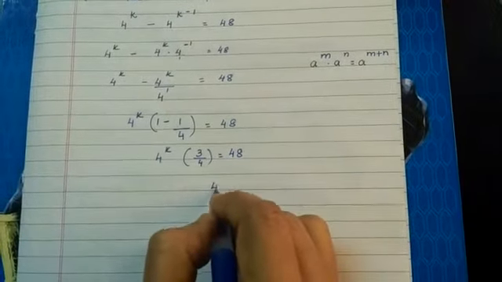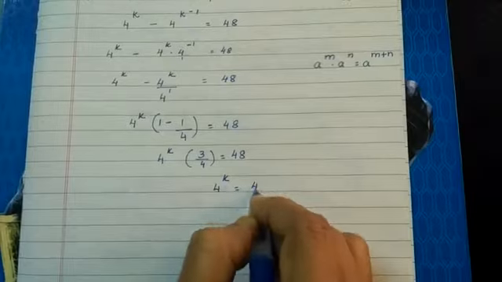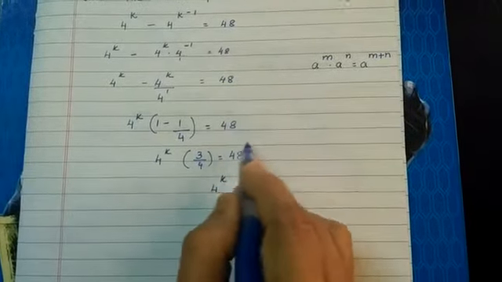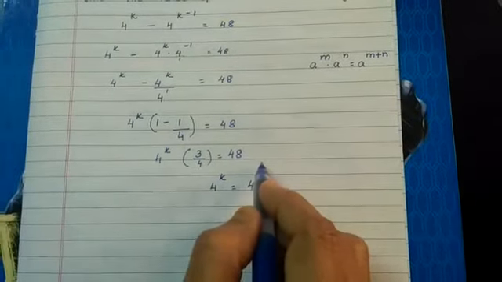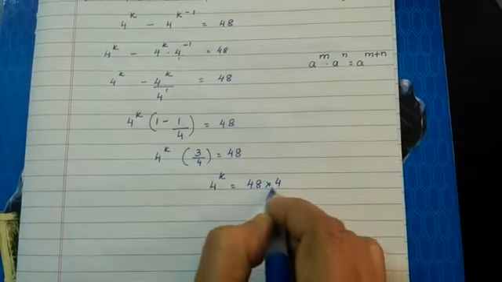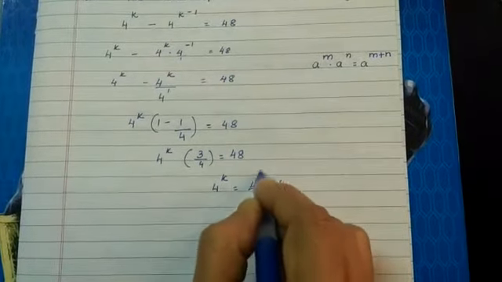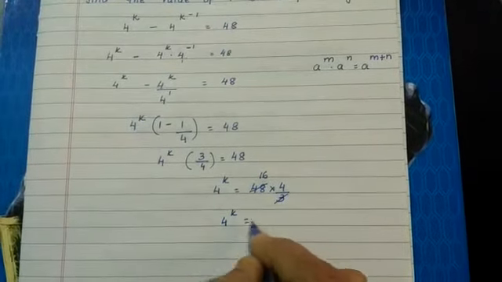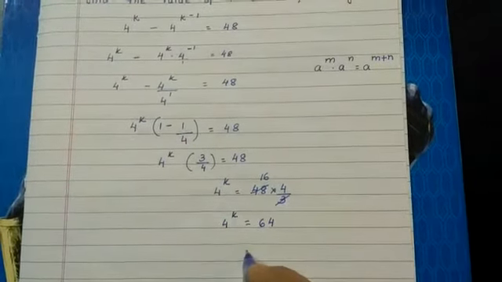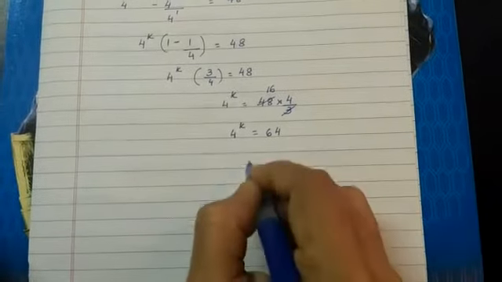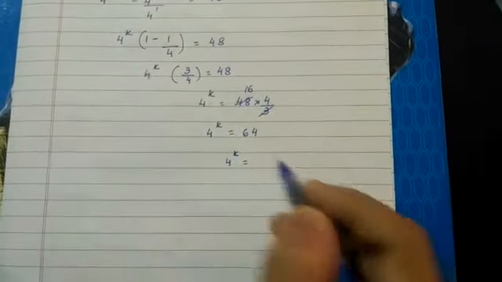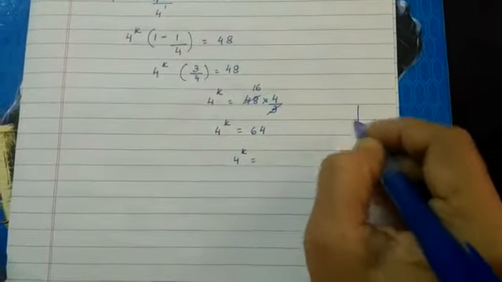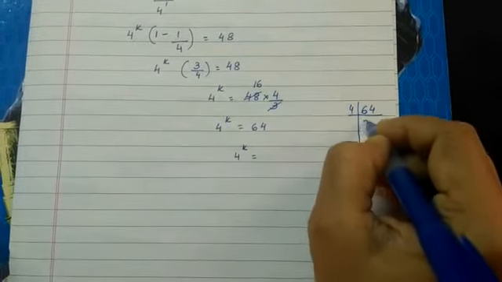So 4 raised to k is equal to 48 into, when 3 by 4 comes to the right hand side from the left hand side, it becomes 4 by 3. So 3 16s are 48. 4 raised to k is equal to 64. So 4 raised to k, now we will write 64 also with 4 as a base.